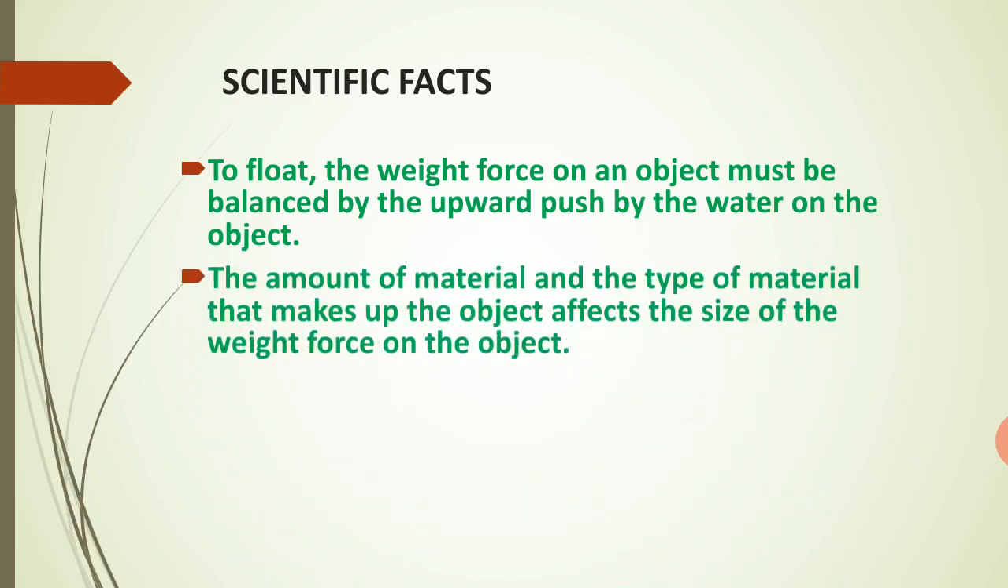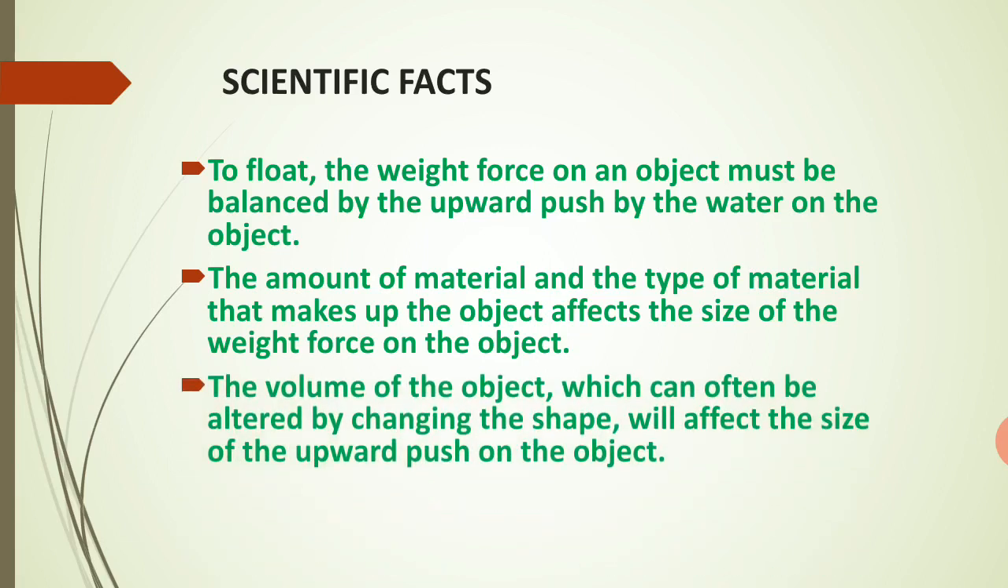The amount of material and the type of material that makes up the object affects the size of the weight force on the object. The volume of the object, which can often be altered by changing the shape, will affect the size of the upward push on the object. These are the scientific facts related to the objects which float and which sink in water. We will try to understand it one by one.